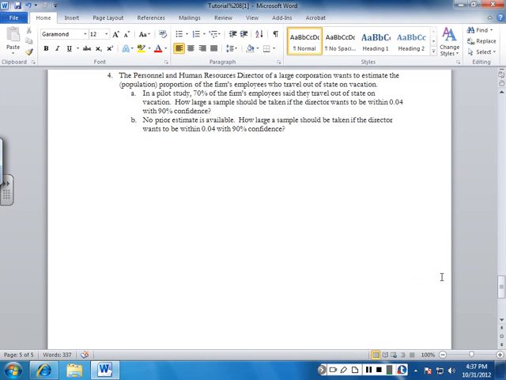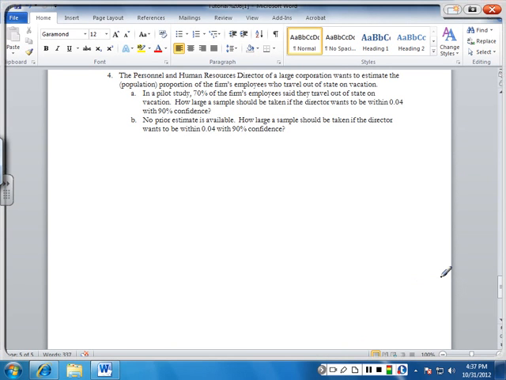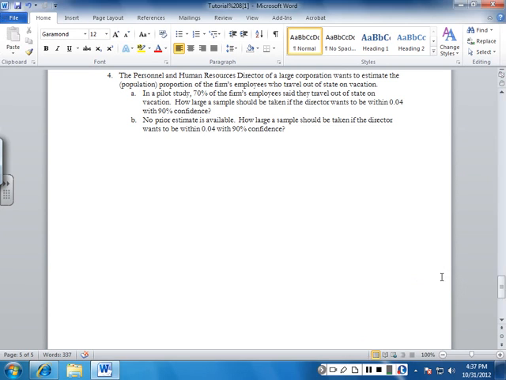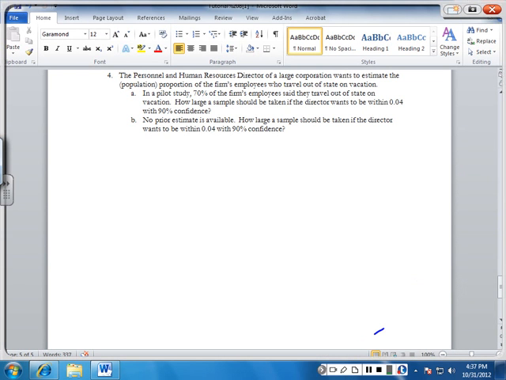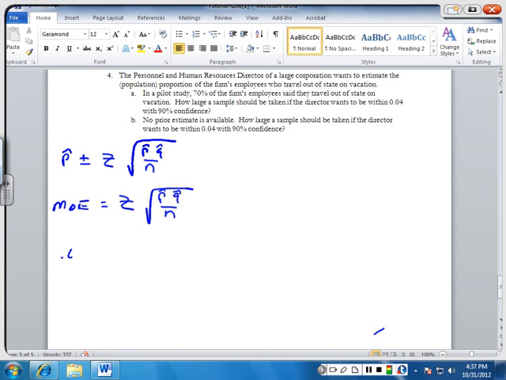Okay, part B, similar, but it says we didn't have that prior estimate. So what do we do now? We still have that p hat plus or minus z square root of p hat q hat over n. We still have margin of error is equal to z square root of p hat q hat over n. We still have 0.04 equal to 1.645. So what do we use for p and q?